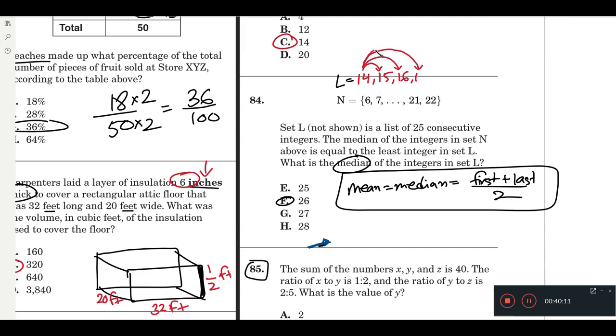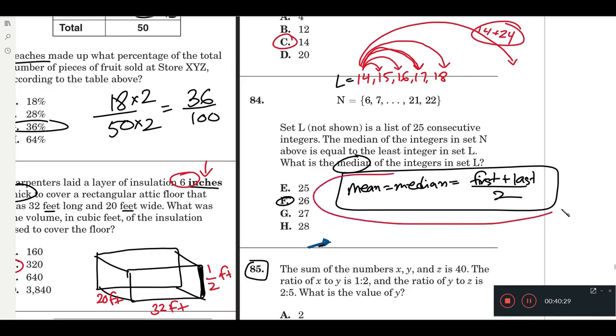What are you going to add to get the fourth number? 3, right? What are you going to add to get the fifth number? 4, so 1 less than the number already. So what are you going to add to get the 25th number? 24. That's why it's 14 plus 24. Make sense?